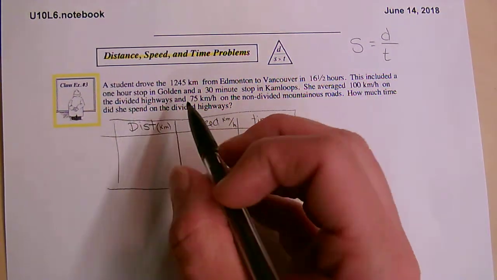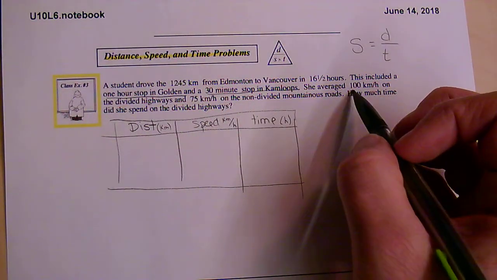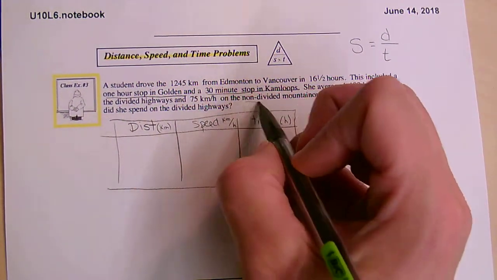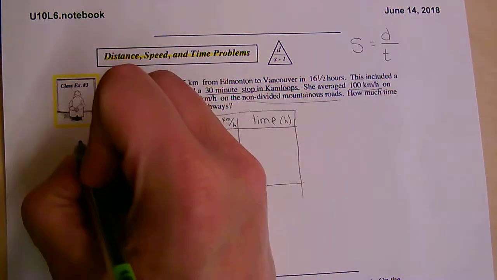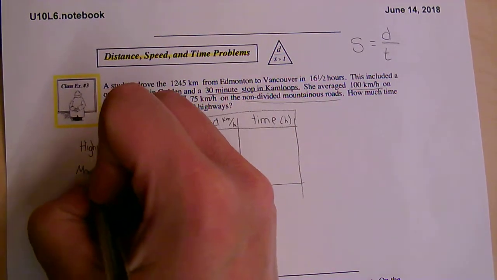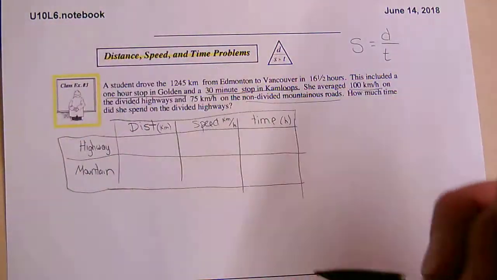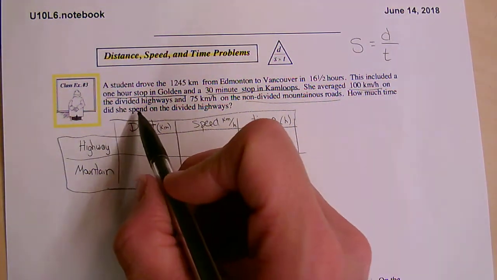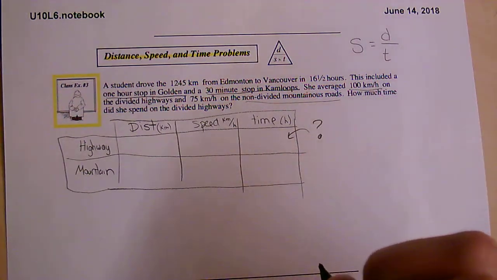This included a 1 hour stop in Golden and a 30-minute stop in Kamloops. She averaged 100 kilometers an hour on the divided highways and 75 kilometers per hour on the non-divided mountainous roads. So there's our two variables right now. So we've got the highway and then we've got the mountainous roads. Okay, so these tables will always have those two variables, just like any system will. Okay, how much time did she spend on the divided highways? So this is what we're trying to find out.